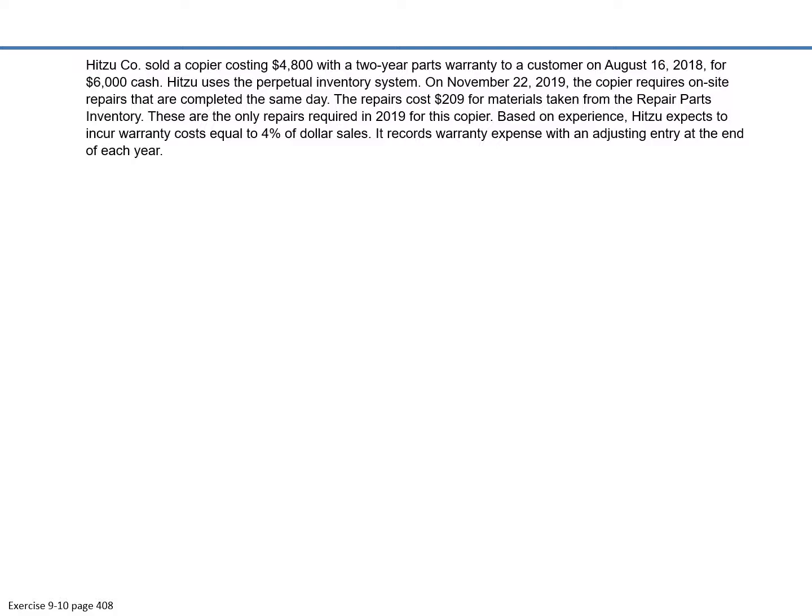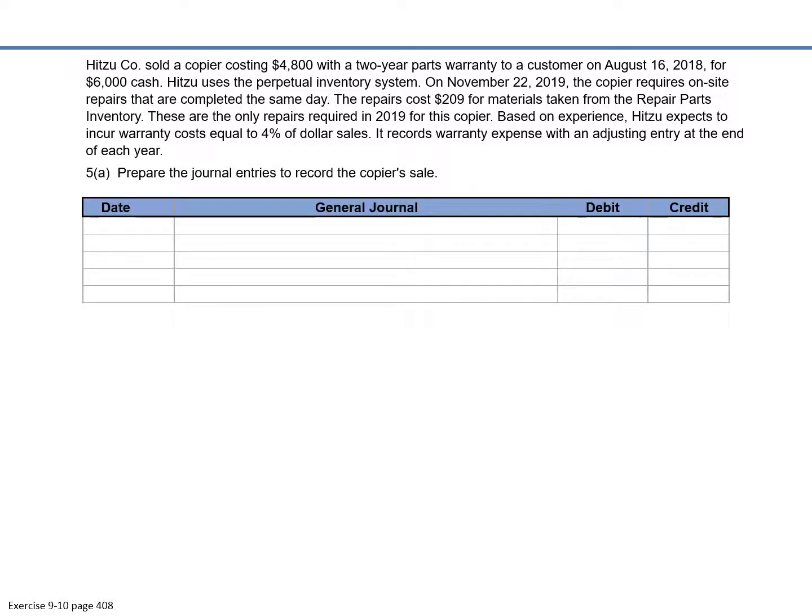All right, so same information here, but the adjusting entry that they want us to record when the copier is sold would be a debit to cash. They tell us we got $6,000 cash for it, right? And a credit to sales. And then we have to record the cost of that sale, and they told us the cost was $4,800. So you debit cost of goods sold and you credit merchandise inventory for $4,800.